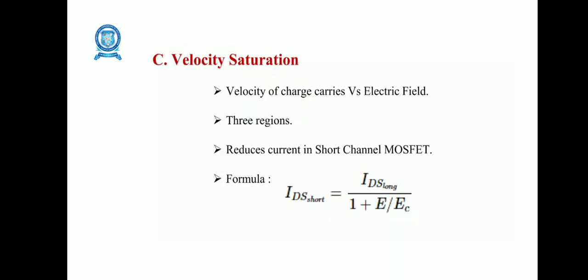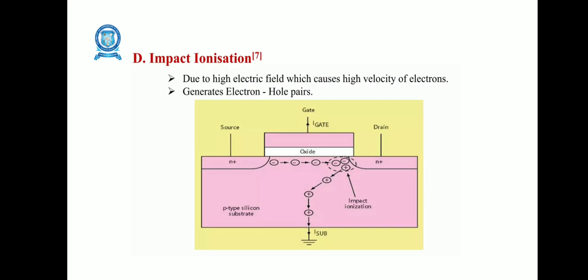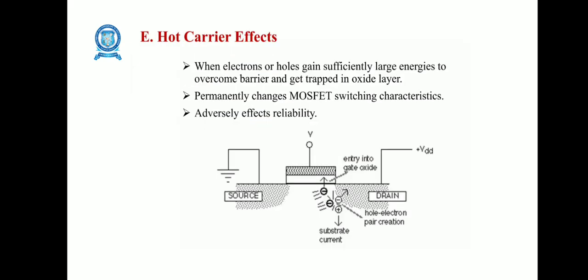In velocity saturation, the velocity of the charge carriers is considered versus the electric field. It operates in three regions, and it reduces the current in the short channel effect, with the formula IDS long divided by 1 plus E by EC. In impact ionization, when a high electric field is produced in the channel, it causes high velocity of electrons, which results in the formation of electron and hole pairs.